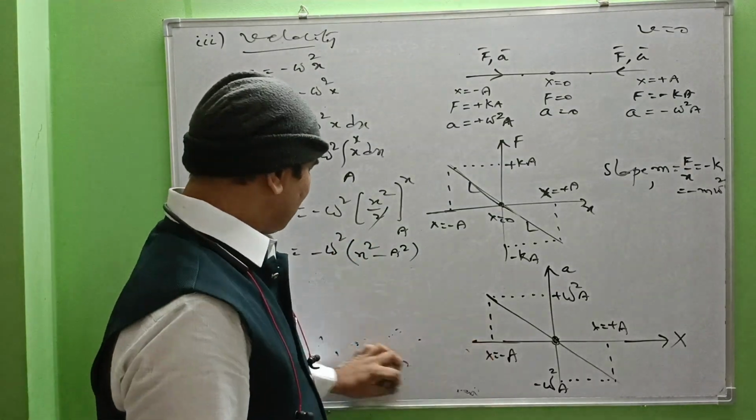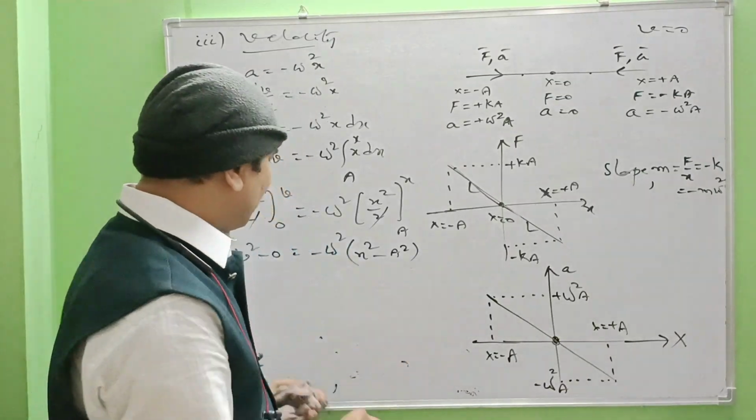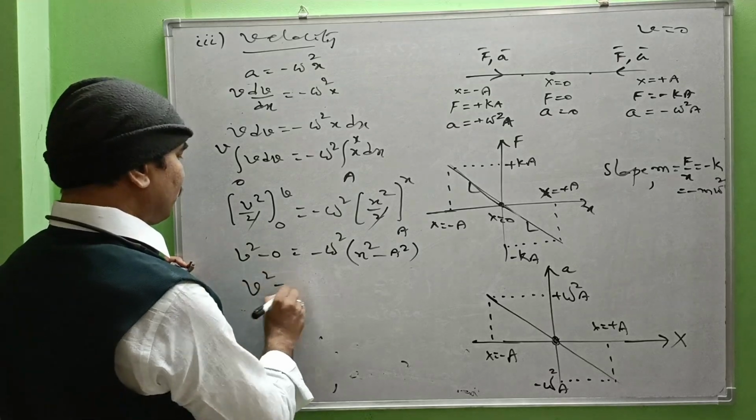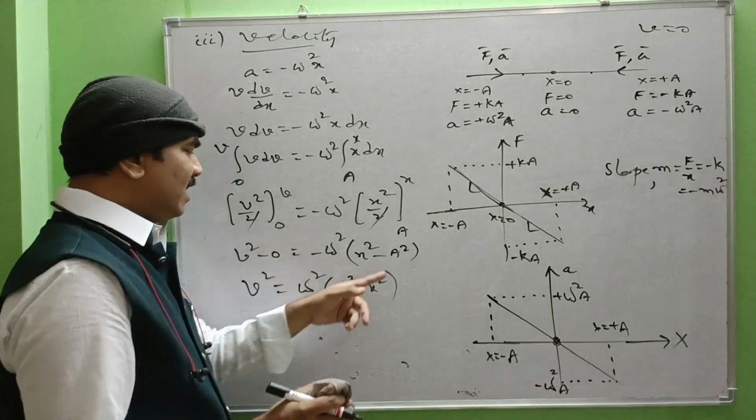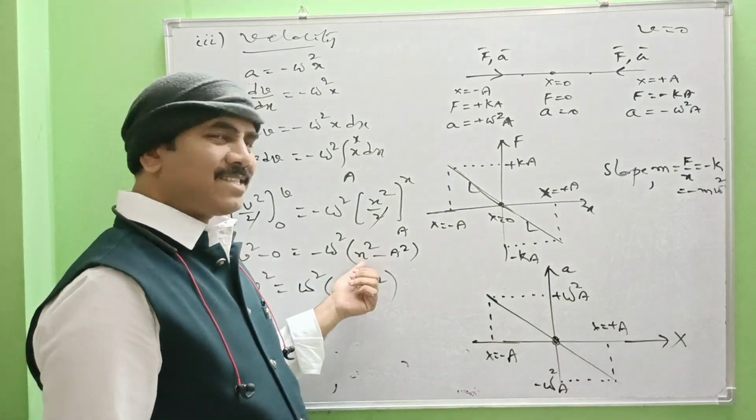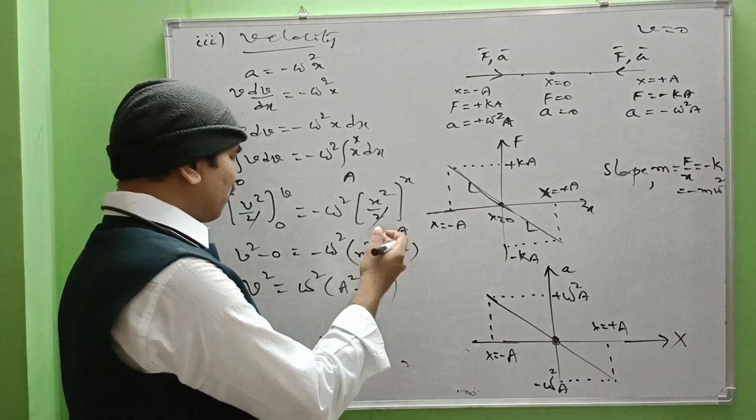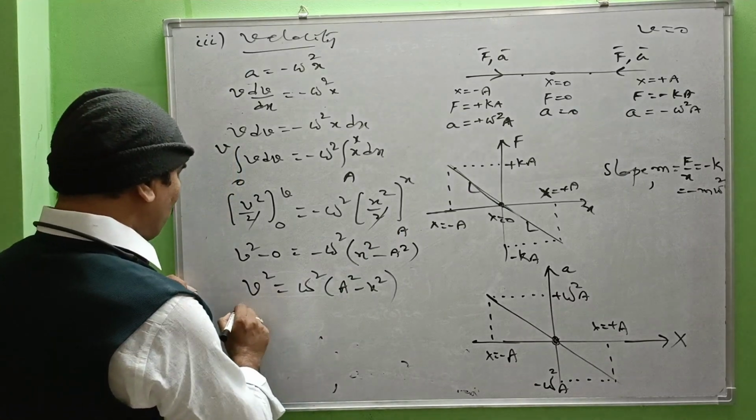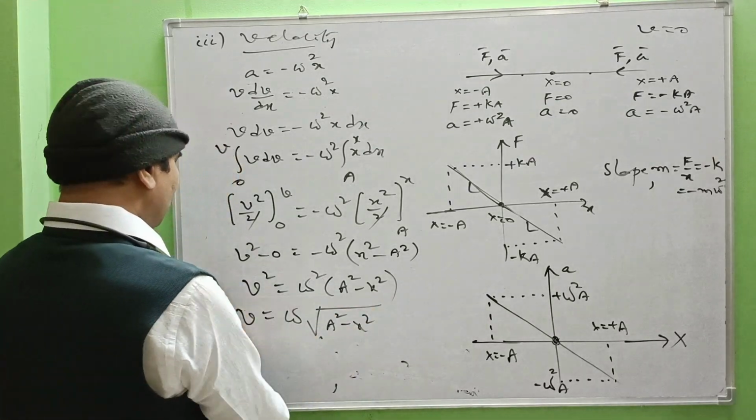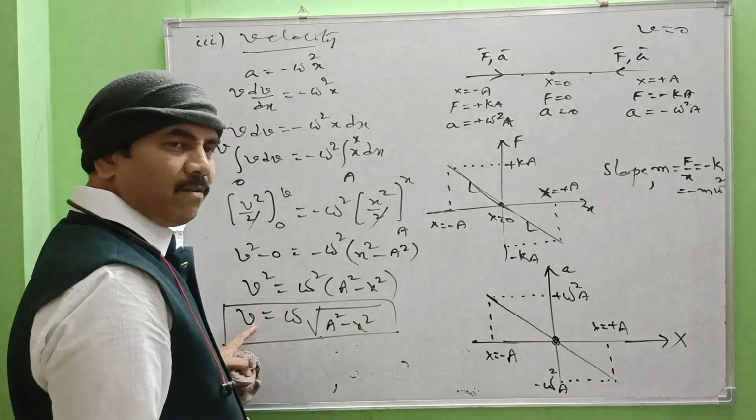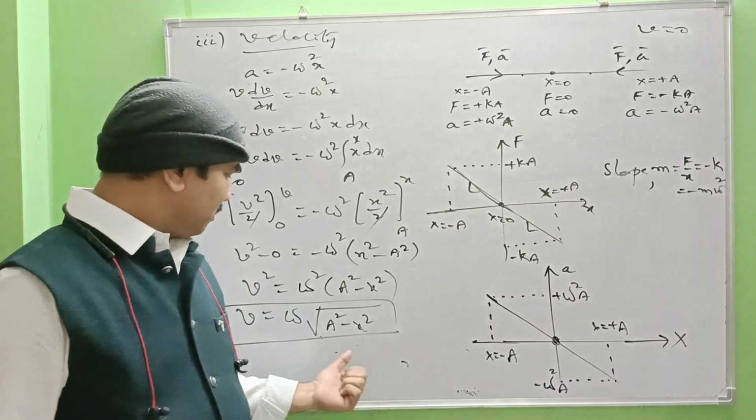It takes the form like this. Now v square minus 0 equal to minus omega square into x square minus a square. Now v square equal to omega square into a square minus x square. Why? Because a is greater than x, so x is less than or equal to a. That's why the same can be written as omega square into a square minus x square. Implies that v equal to omega root over a square minus x square. So this is the variation of velocity of the particle under SHM, or simple harmonic motion, with position.